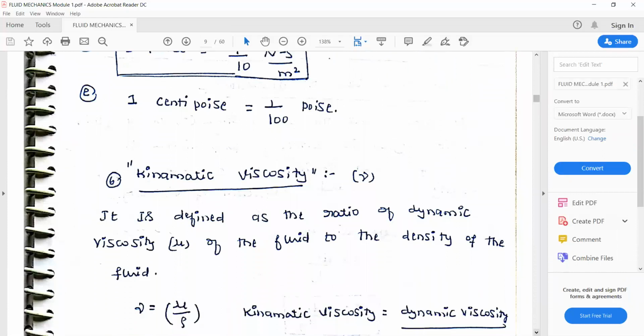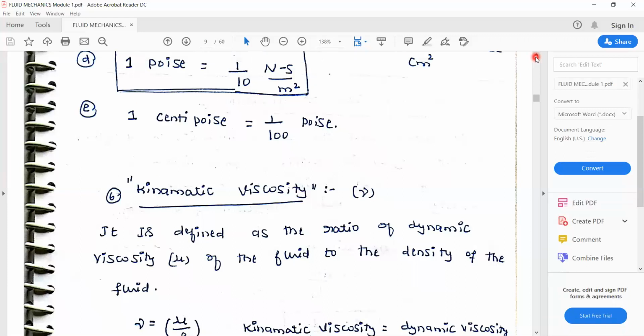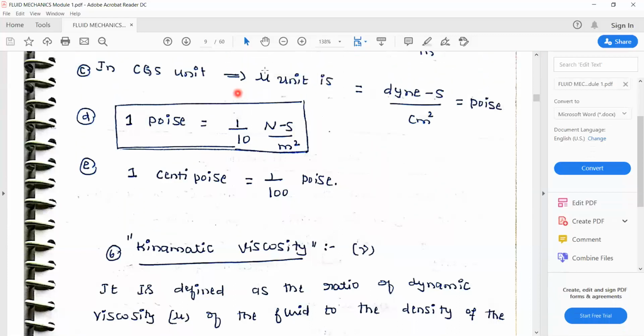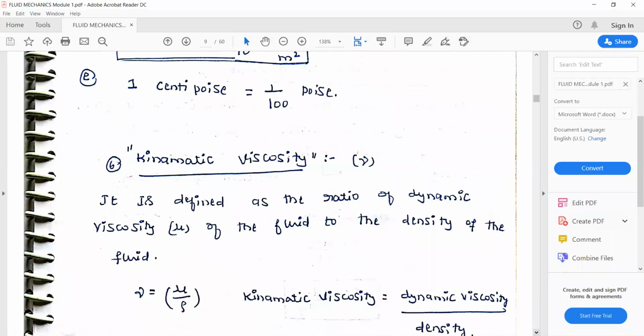Next is kinematic viscosity. What is kinematic viscosity? Dynamic viscosity symbol is mu, and kinematic viscosity symbol is nu. It is defined as the ratio of dynamic viscosity of the fluid to the density of the fluid. Just remember this: nu is equal to mu by rho, that is dynamic viscosity divided by density.